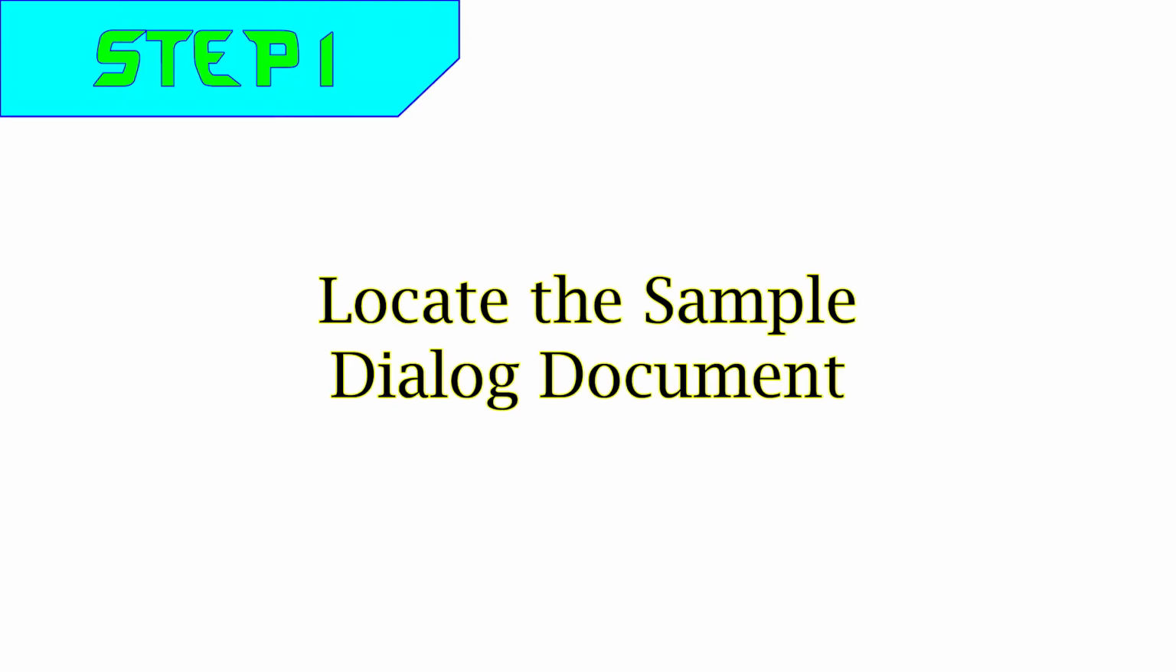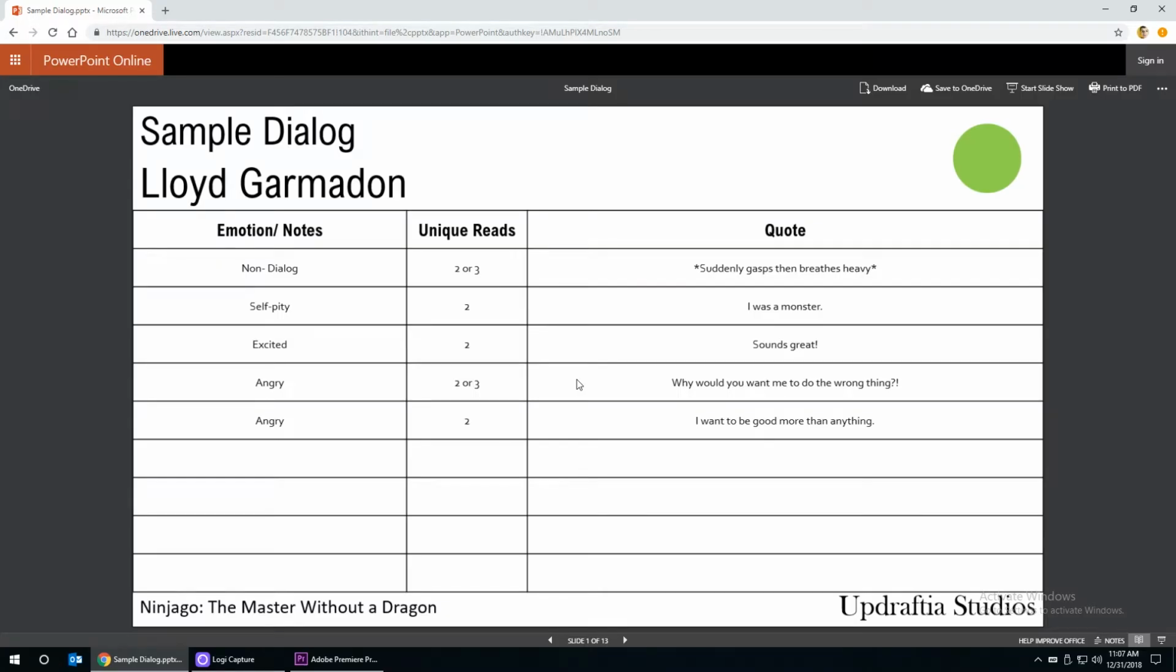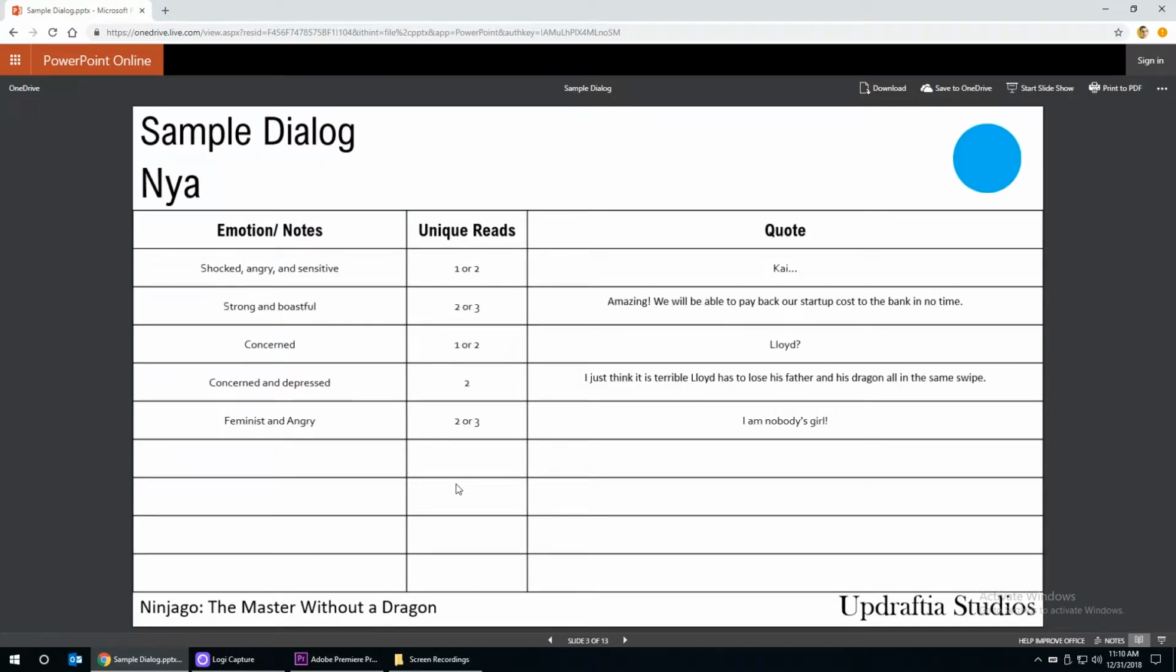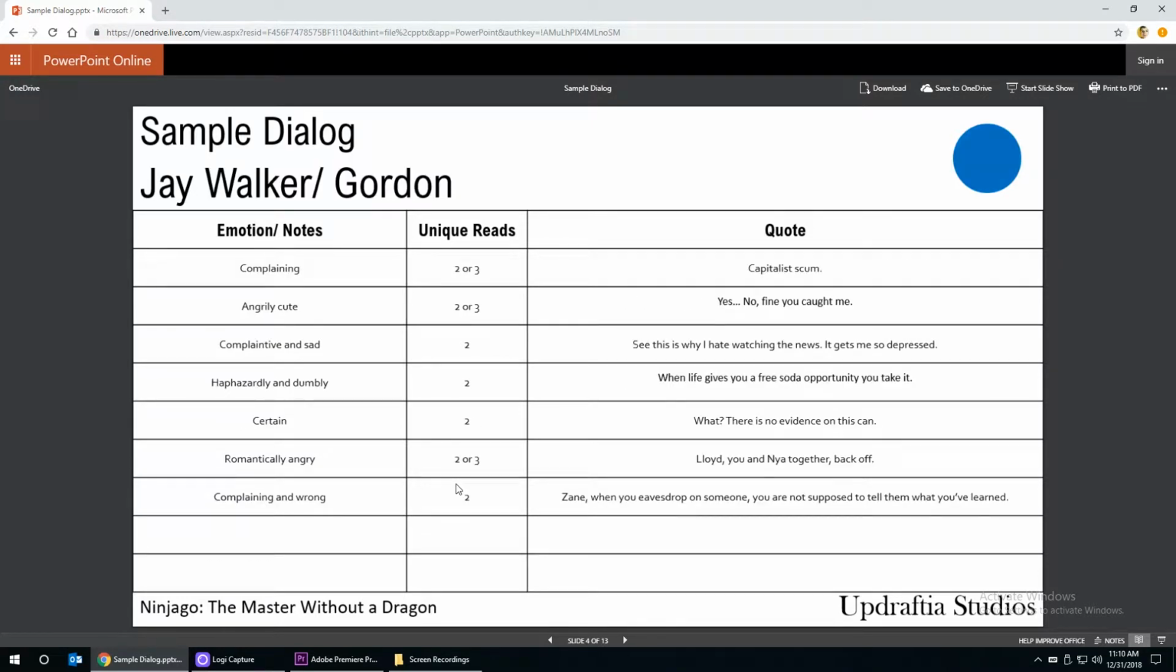Step 1 is to locate the sample dialogue document. This is just a PowerPoint document with a slide for each character. They are color-coded for easy identification of the character. Use the arrow keys to change character. The document uses minimum color so you can print it without using too much ink.